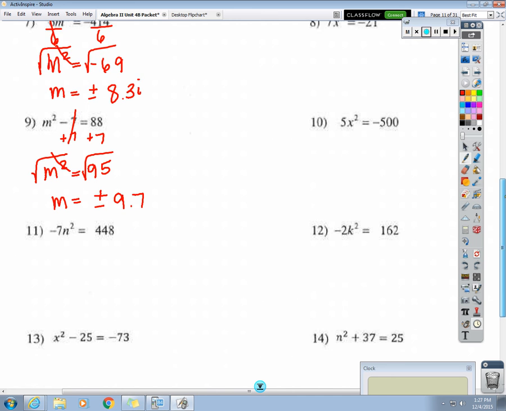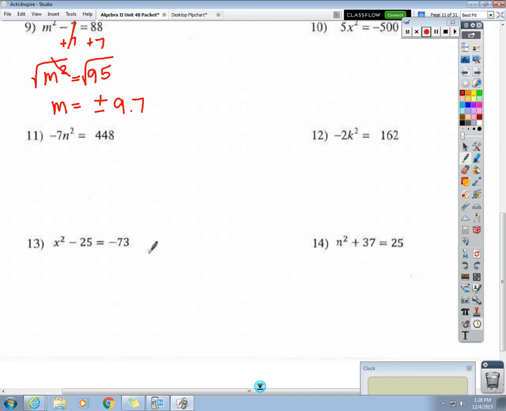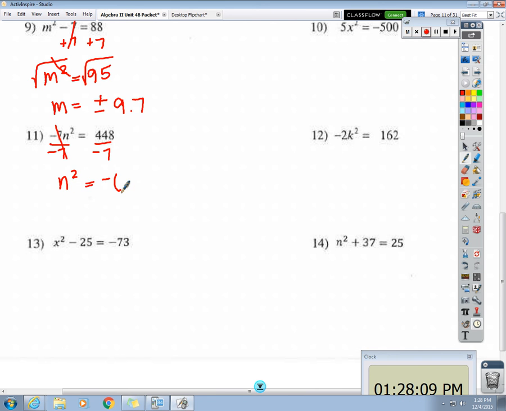Okay, number 11. What do we need to do first? Divide by negative 7 on both sides. And so n squared equals negative 64. Okay, now what do we need to do? Square root it to get rid of that squared, leaving n by itself. What's the square root of 64? 8, but it was negative, so we put an i, and we put a plus or minus. Why have we been getting all decimals and now we got a whole number? It's a perfect square. 64 is a perfect square.